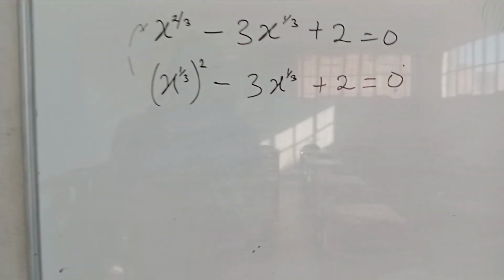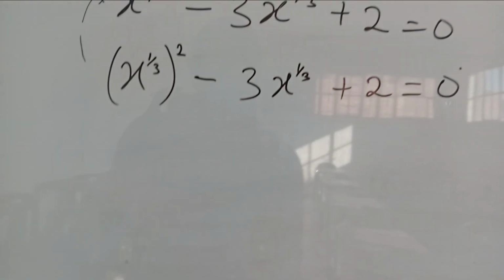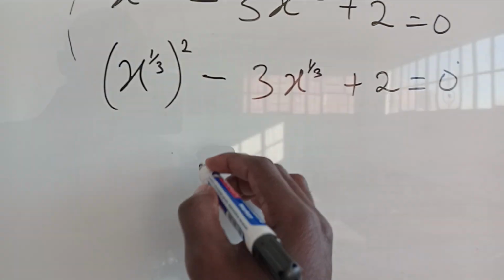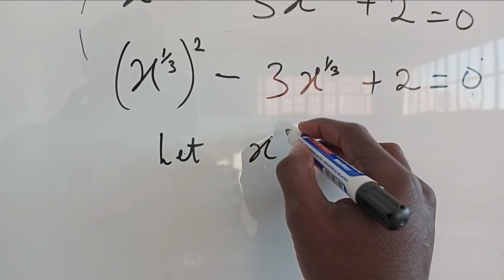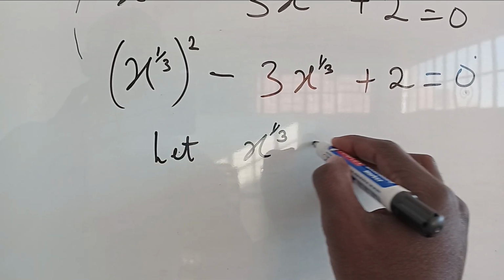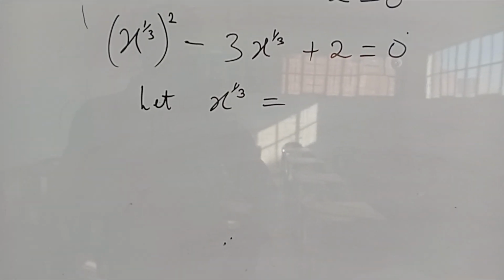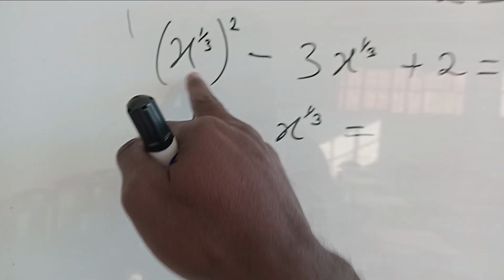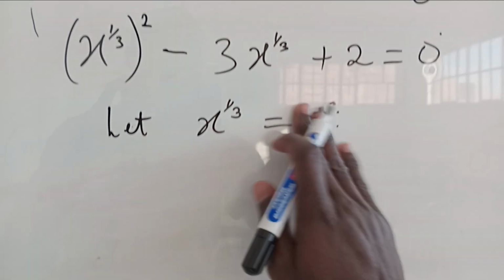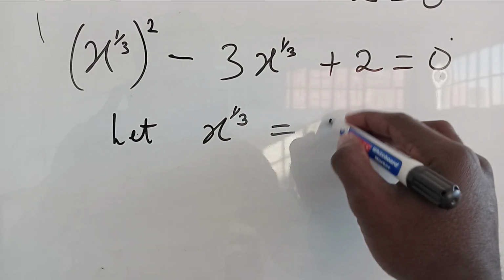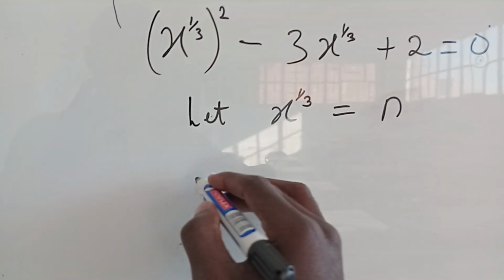As you can see, there is something common between this and this. So what is common is x raised to the power of 1 over 3. So we can say that let our x raised to the power of 1 over 3 equal, you can use any value. You can say let it be y, let it be z, let it be j, let it be n. So I'm making my x raised to the power of 1 over 3 equal m, or let's use another value. Let's say it equals n here.